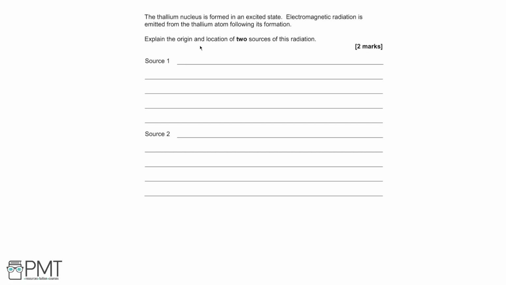The next part of the question says, the thallium nucleus is formed in an excited state. Electromagnetic radiation is emitted from the thallium atom following its formation. Explain the origin and location of the two sources of this radiation. In order to answer this question, we need to understand the possible sources of this radiation. Specifically, first consider the excited nuclear state. If we go from the excited state to the ground state, then some energy is lost, and that energy is given off as a gamma ray. So therefore, that's going to be one source of our radiation.